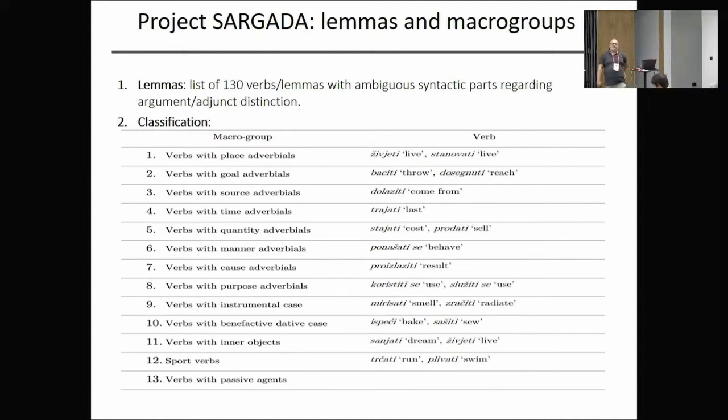And we have to somehow classify them. So we have to decide how to classify them. And we created something we call macrogroups, according to which type of ambiguous part the verb could select. So we have place adverbials, goal adverbials, and so on, so on, so on. So we have 13 macro groups of elements.